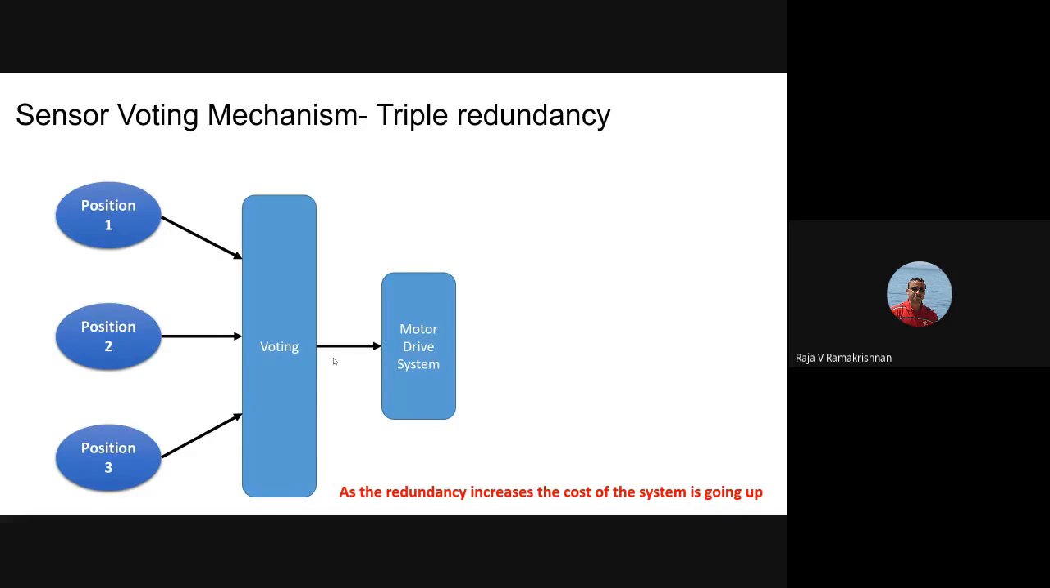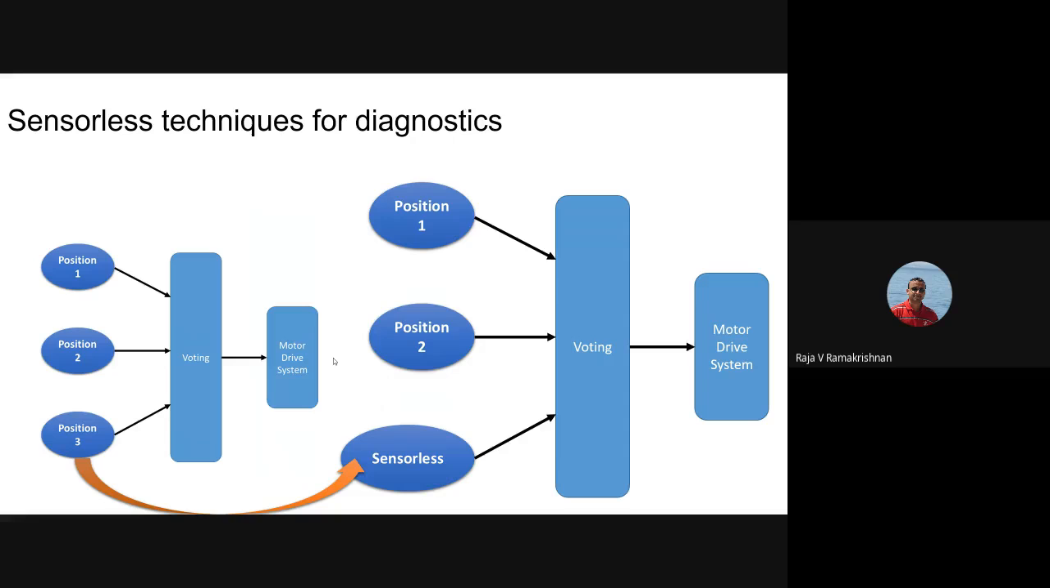But even then, if I'm going to go for another sensor, you can quickly see that as I increase the redundancy, it is going to increase the cost of the system. So I need to be smart about how to do such an architecture. And that's where we see a lot of help from sensorless techniques. That means we use sensorless methods to diagnose which one failed. Sensorless is a separate topic, but sensorless methods are coming into our motor drive systems, especially in electric power steering.